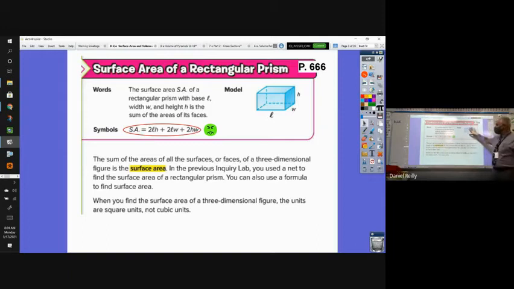So the surface area of a rectangular prism, the book talks about a formula. Okay, use this formula, 2LH plus 2LW plus 2WH. I don't like this formula for surface area. I think surface area is better understood.